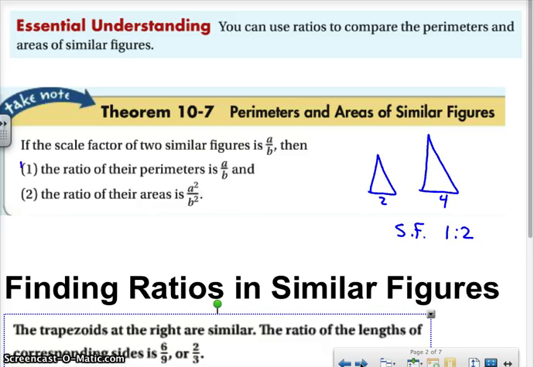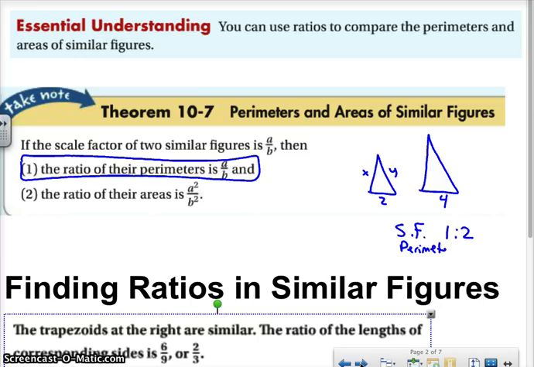The ratio of the perimeters is A to B. So we don't even need to know what this side length or this side length is. We know that the perimeter of this larger shape is twice as big. So the ratio of the perimeters is going to also be 1 to 2.